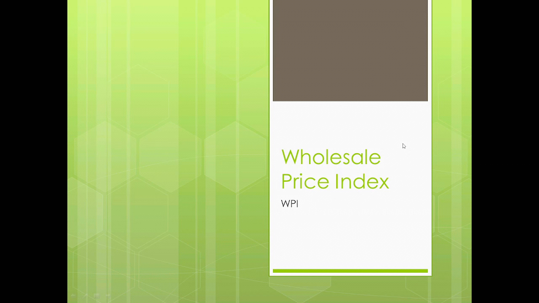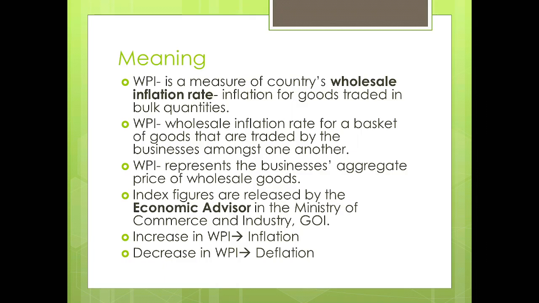We have two sets of indices. One is the wholesale price index, the other is the consumer price index, which gives an indication about the country's cost of goods and services. In other words, it gives a reflection of inflation. Now, first we will see what the wholesale price index is, how it is computed, and then we will talk about the consumer price index and its computation. So let's proceed.